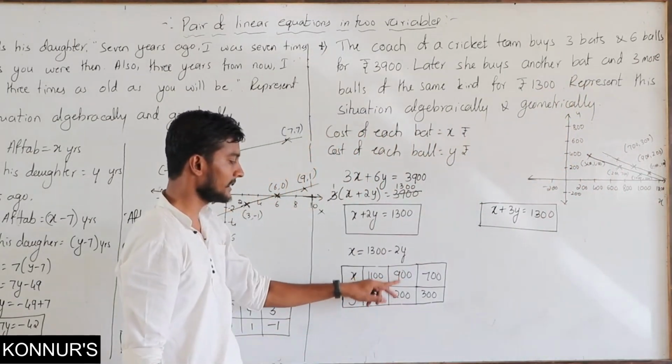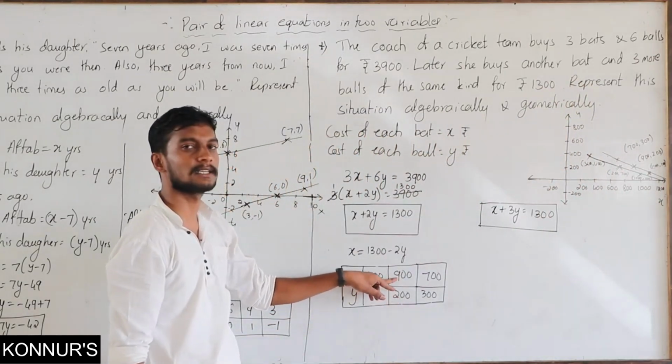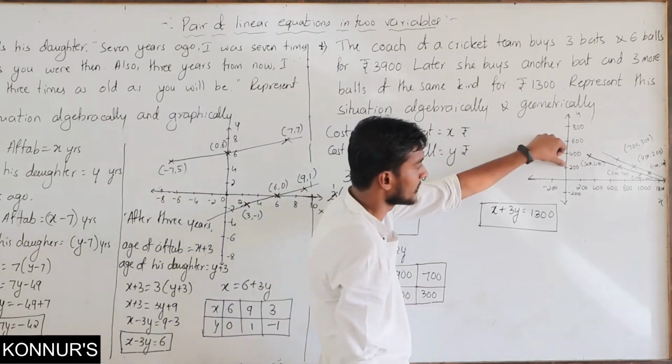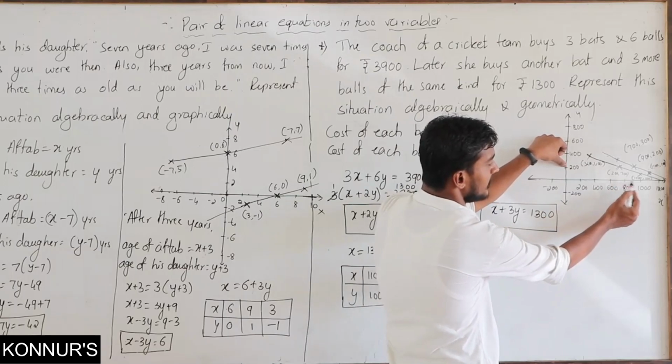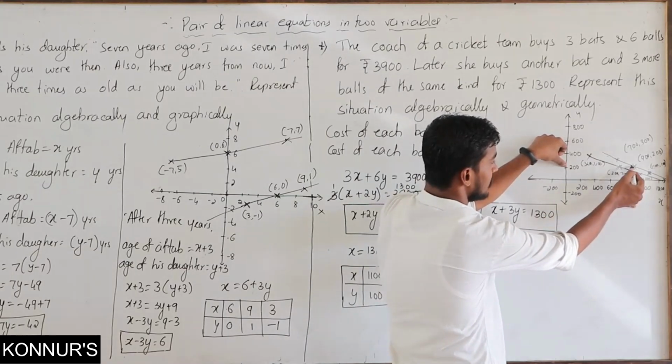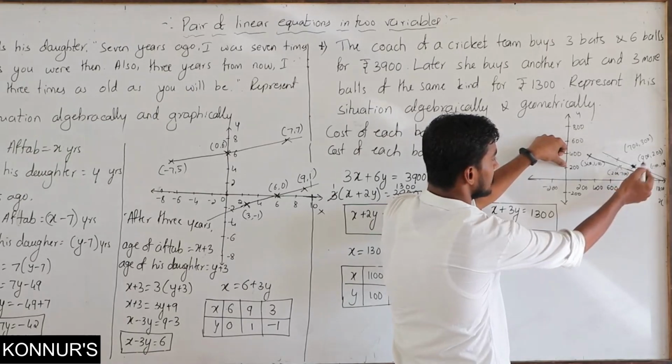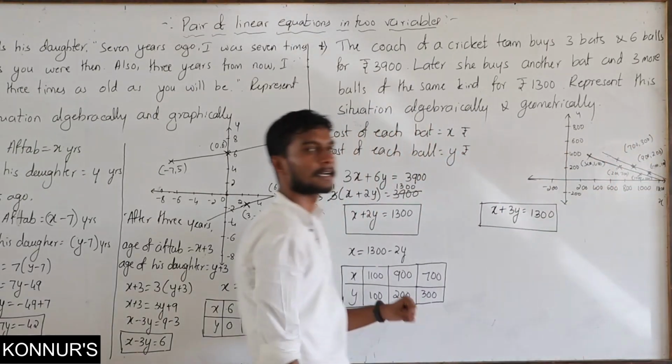And the second, when y is 200, x is 900. When y is 200, 200 is here on y, and x is 900. 900 is in between 800 and 1000. So they both will intersect here. So this point is nothing but 900, 200.